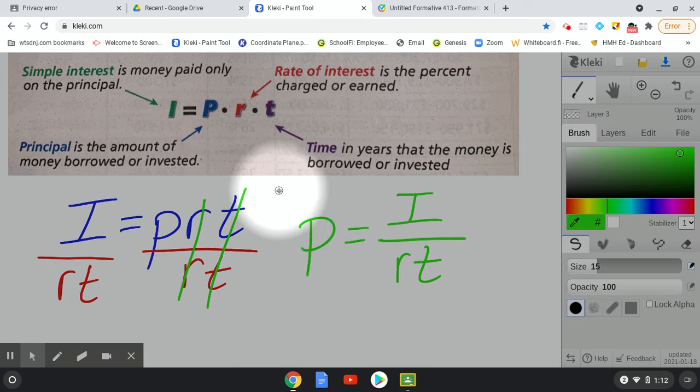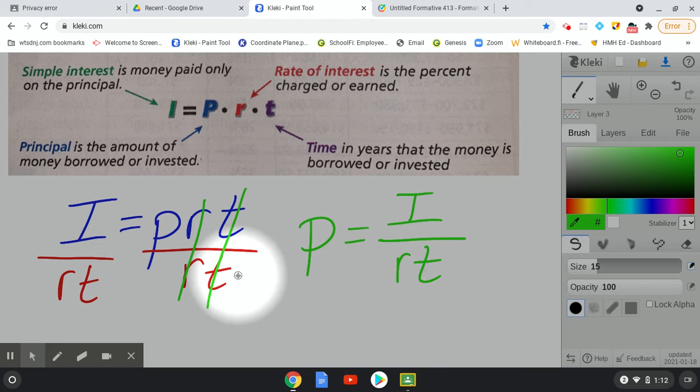So now if you were solving a problem and it said to calculate what the principal was, you would want to use this formula. If they're asking you to solve for the principal, that means they're giving you the simple interest amount, the rate, and the amount of time that the money was either borrowed or invested, okay?